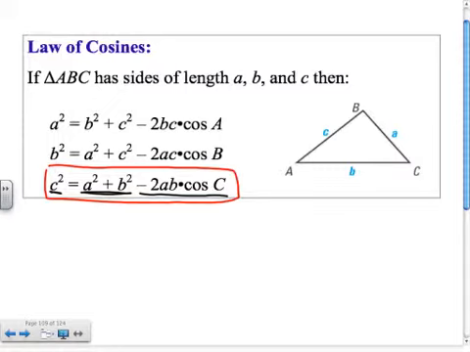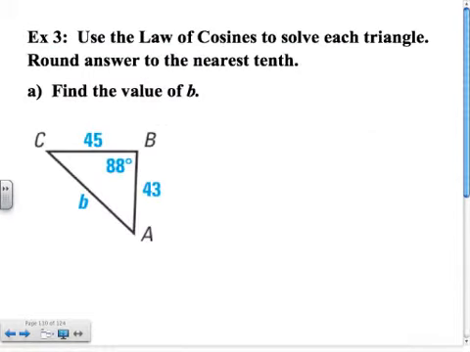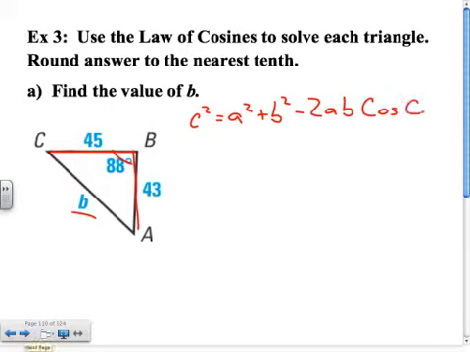All right, so moving forward, the first example says use the law of cosines to solve each triangle. I have to find the value of b here. You're going to use the law of cosines if you're given side, angle, side. So what you do is you start off with the formula, the Pythagorean theorem, c squared equals a squared plus b squared, and then you subtract off 2ab cosine c.